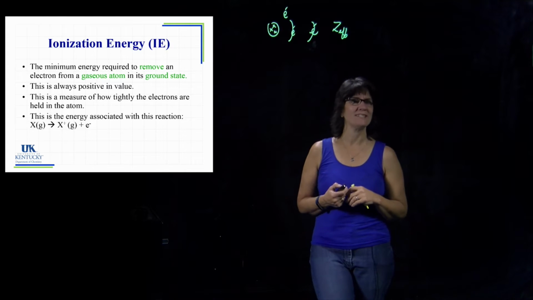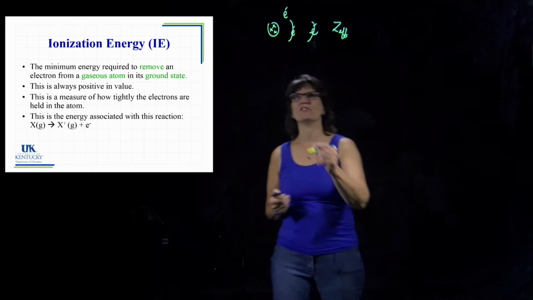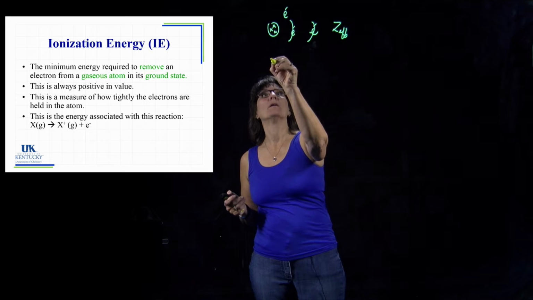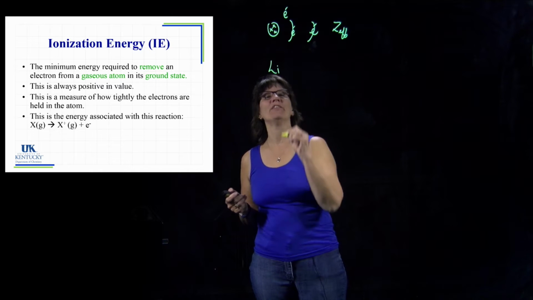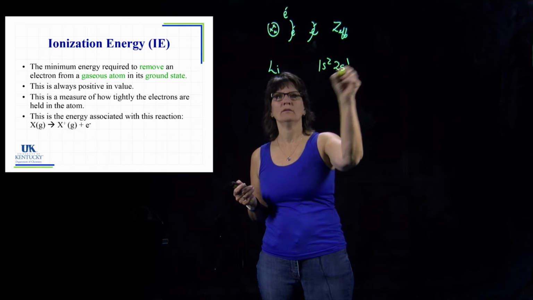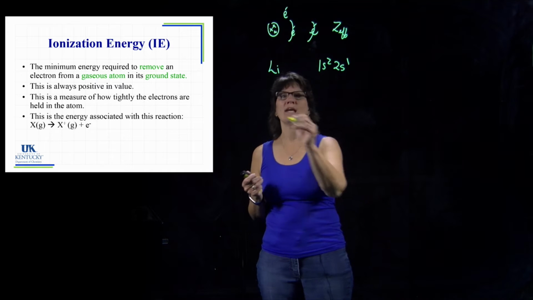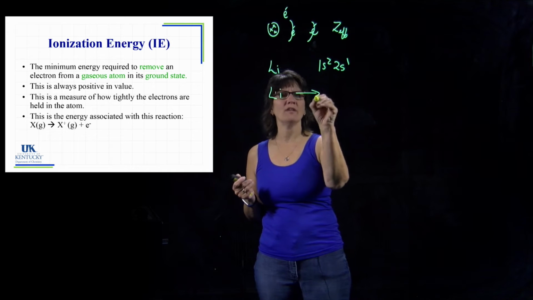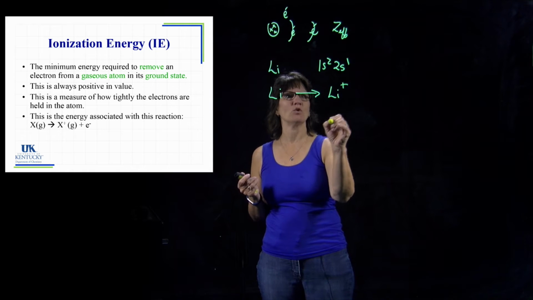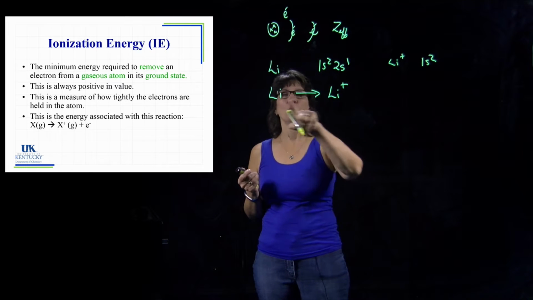So here would be a representation of that energy associated with that process. We have our atom. Since I have three positives here, it's lithium. Its electron configuration is 1s2, 2s1. We're going to remove that electron. So we take lithium, pull off the electron. What do we have? Li+. Its electron configuration would just be 1s2. So now it's pulled off that electron.